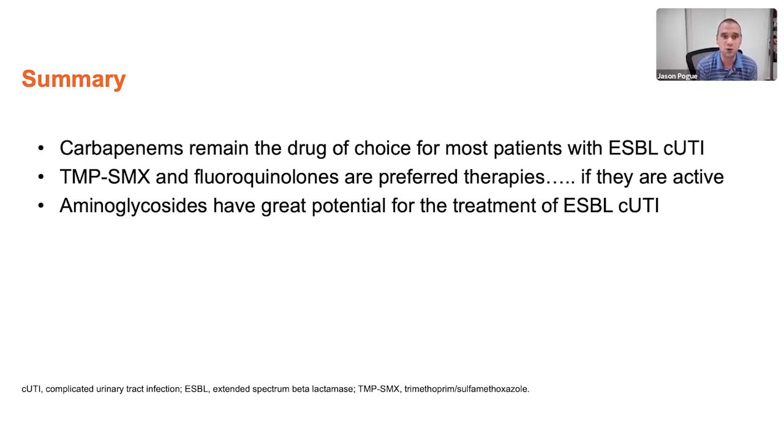Next slide, please. And so just to wrap up, how do I treat complicated UTI due to ESBL? Again, carbapenems do remain the drug of choice for most patients. But remember, there are limitations to giving that routinely. If we can give trimsulfa and fluoroquinolones because we want to be able to give oral therapies, so if we have an isolate that is susceptible, if we don't have drug interaction and side effect concerns, we should be thinking about that. And I would argue that aminoglycosides also have great potential for the treatment of ESBL complicated UTI.